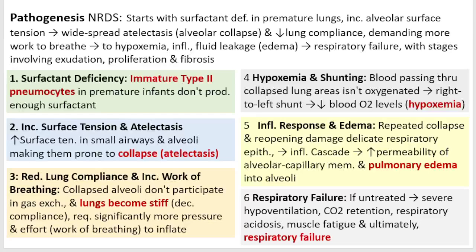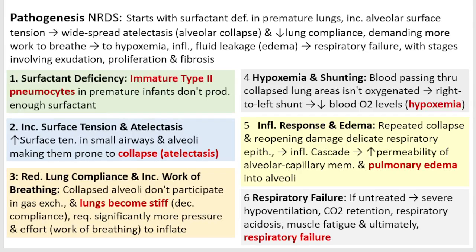Surfactant deficiency. Immature type 2 pneumocytes in premature infants don't produce enough surfactant, a substance crucial for reducing surface tension in alveoli. Increased surface tension and atelectasis. Without enough surfactant, the surface tension in the small airways and alveoli becomes too high, making them prone to collapse, which is called atelectasis.